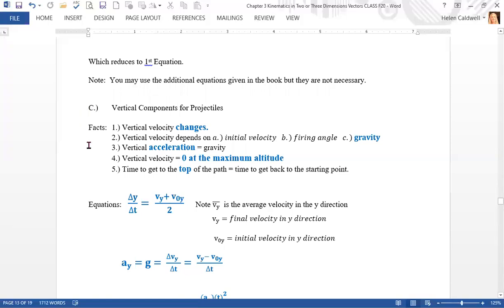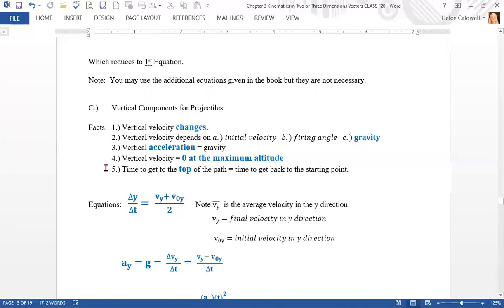So let's look at the vertical components. We've looked at horizontal components, and they're pretty easy because horizontal acceleration is 0. In the vertical direction, the vertical velocity changes. It depends on 3 things: initial velocity, firing angle, and gravity. Gravity is the new monkey in the mix. It's gonna make things different. So vertical acceleration is equal to the acceleration due to gravity. Vertical velocity is 0 when you're at maximum altitude. So when you are up as high as you can go, your vertical velocity is 0.